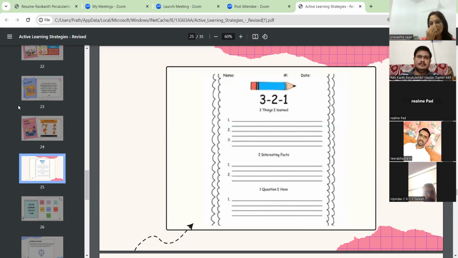Somebody asked for differentiated teaching. Actually, I can come with a session on that, differentiated teaching. So can we move ahead?